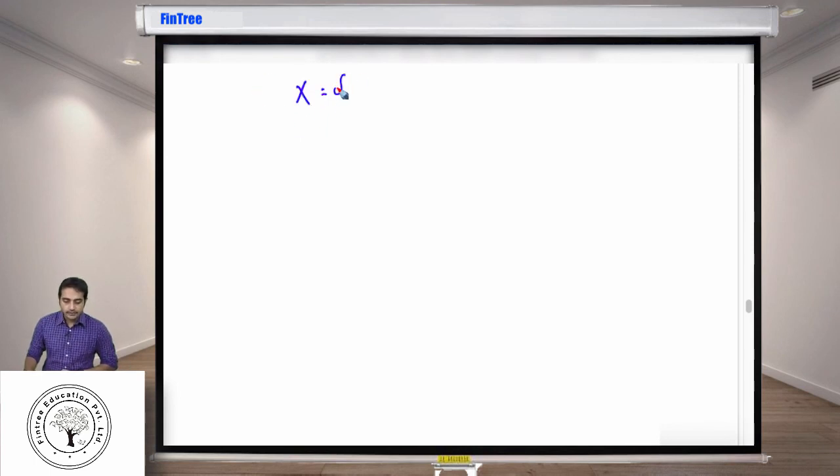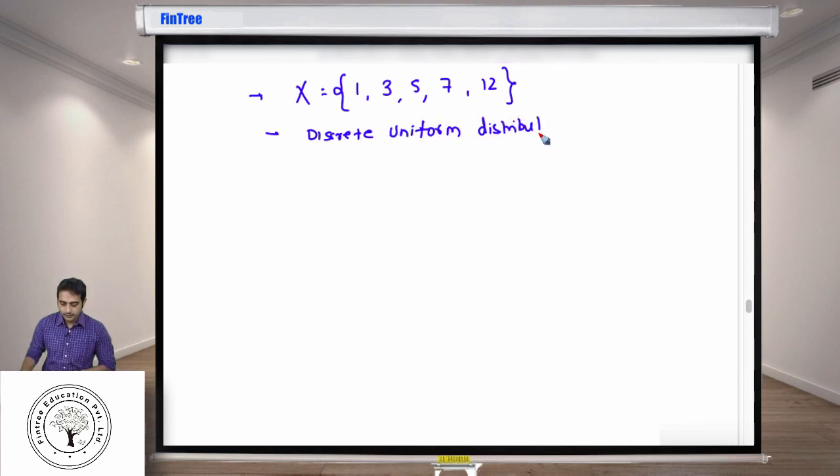Let us say now your x is defined as 1, 3, 5, 7 and 12. Additional information that I give you is that it is a discrete uniform distribution. So the moment you know it's a discrete uniform distribution, you can yourself define the probability of x. So how many values do we have? 1, 2, 3, 4, 5. So probability of any x is going to be simply 1 by 5.